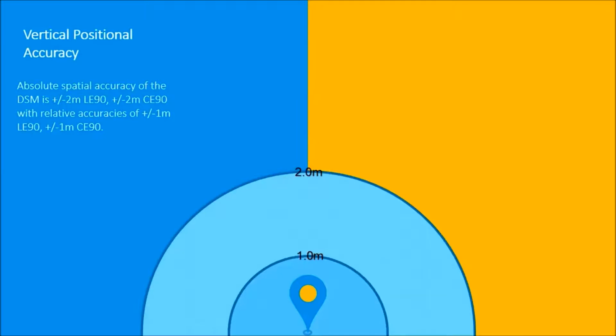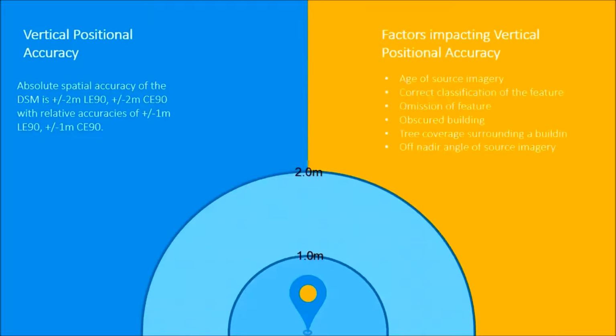There are many factors that impact the quality, but these are not limited to the age of the source image, the classification of the features in the imagery, omission of features, buildings that are obscured by trees or other objects, and the off-nadir angle of the source imagery. The information about the positional accuracy is further detailed in our product description document, which you'll also receive if you download a copy of Geoscape. I think it's on page 13 and onwards of the document.